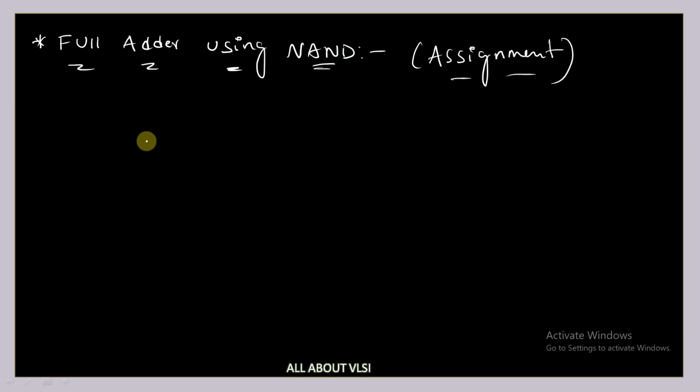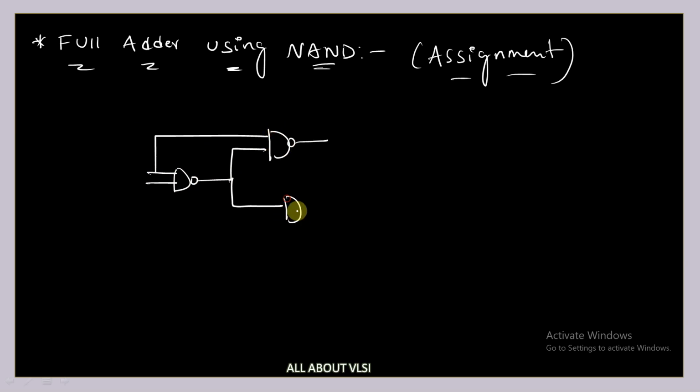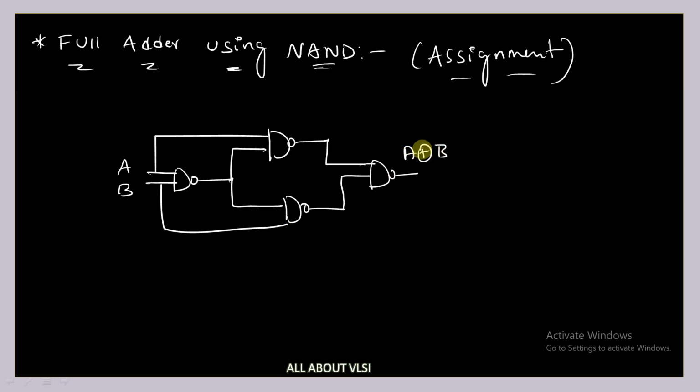Okay, so I will implement this first half adder first. How to implement this half adder? I will implement the XOR gate which is present in that half adder. I will implement this XOR gate using only NAND gates. So this is my XOR gate using only NAND gates, and from here I'm going to get my output. This is nothing but my A XOR B, which is the sum of my first half adder.